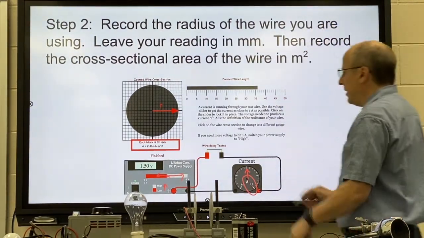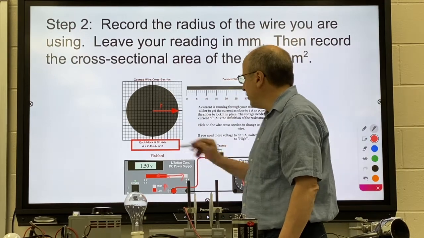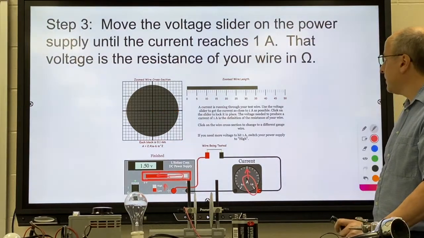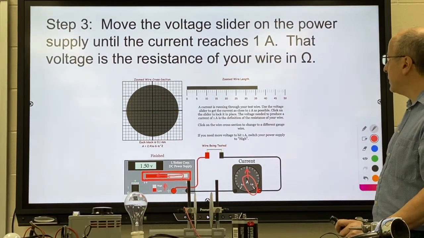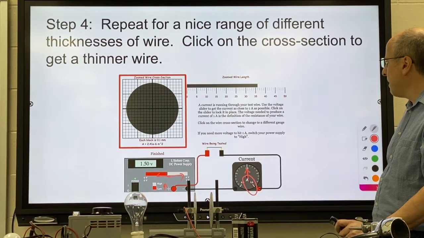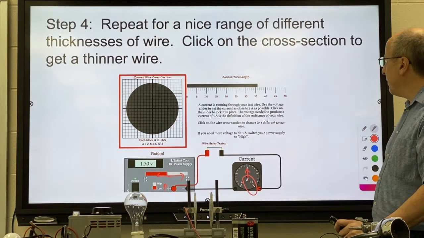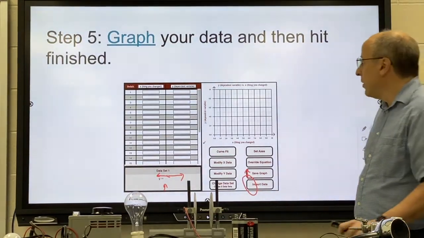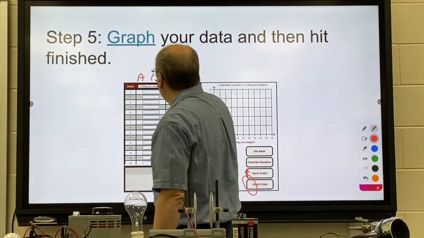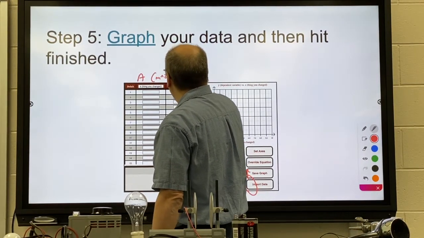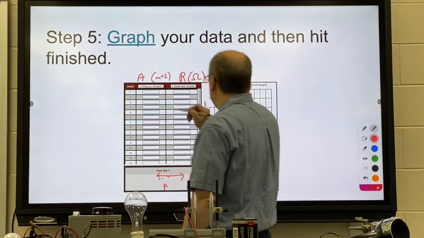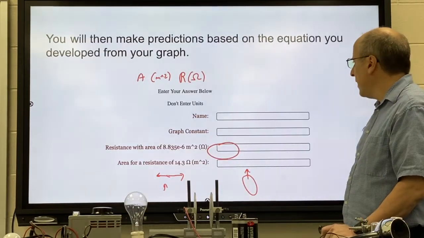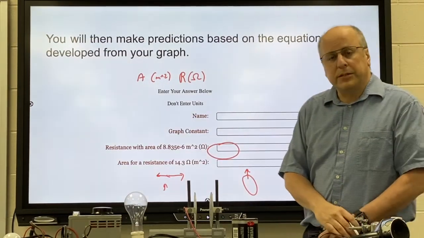All right, so again, this is your radius, this is your area. You don't have to calculate them. I wanted this to go really quick. Okay, so again, move your voltage slider till your current reaches 1 amp. Repeat for a range of different thicknesses. And then plot it out. You want area in meters squared, and you want resistance in ohms. When you're done, curve fit it, get your equation, and then see if you can predict some stuff.